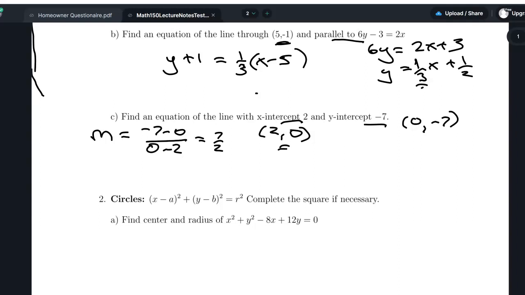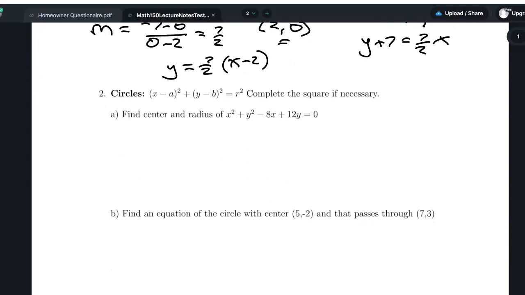So this would be a fine answer if I said y minus the 0 equals 7/2 x minus 2, or I could use y plus 7 is equal to 7/2 x. The same answer, doesn't matter to me which one.